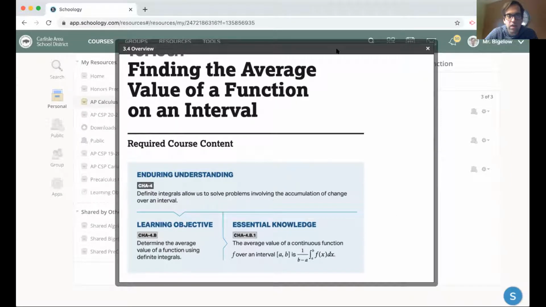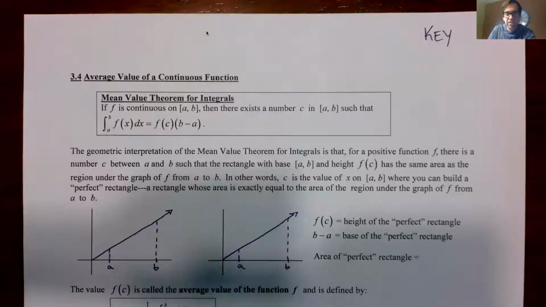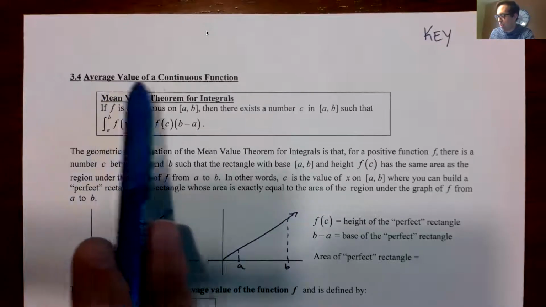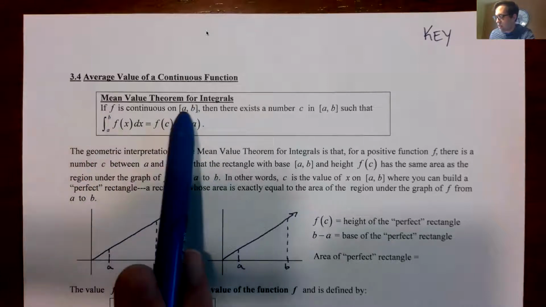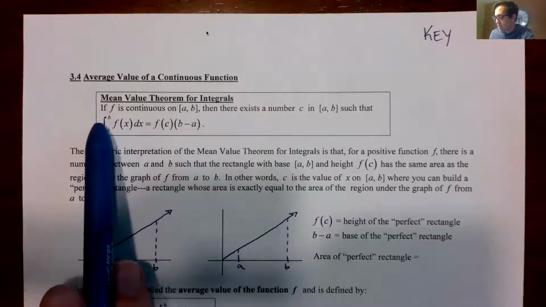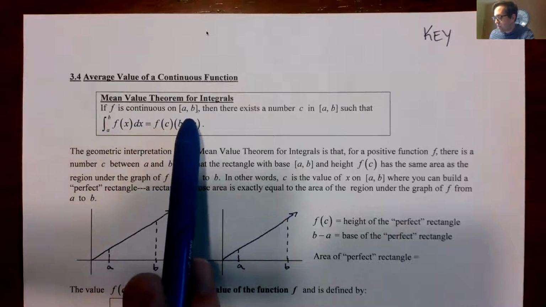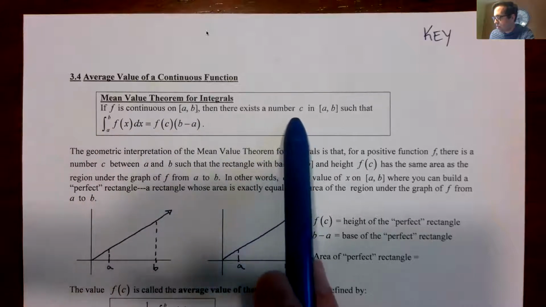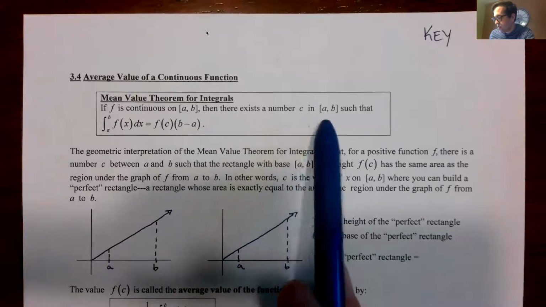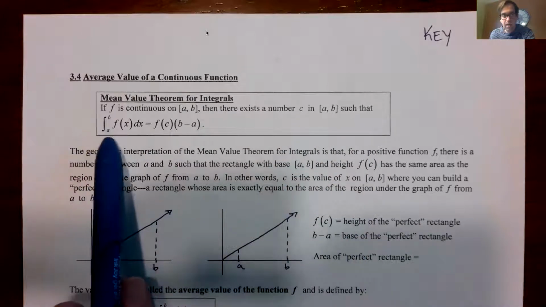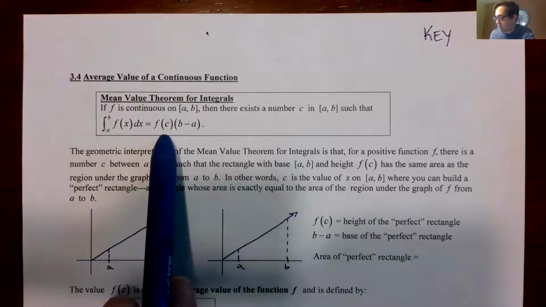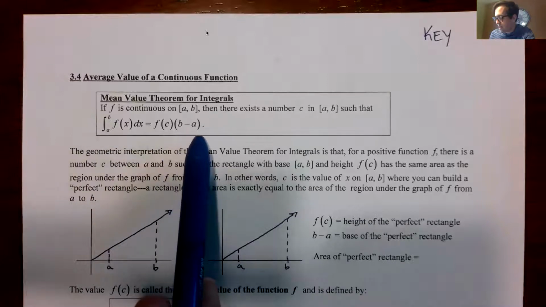So I'm going to pause right here and we'll head over to the notes. All right, so here are our notes, 3.4, average value of a continuous function. First off, we have the mean value theorem for integrals, and it says that if f is continuous from a to b, then there exists some number c, an x value, between a and b, such that the integral from a to b of f of x dx equals f of c times b minus a.